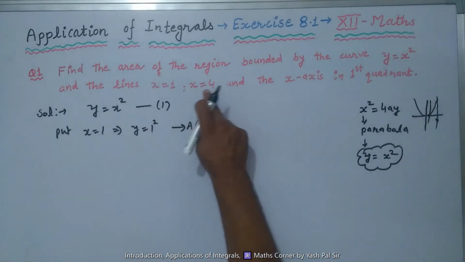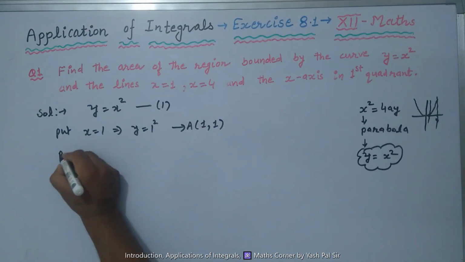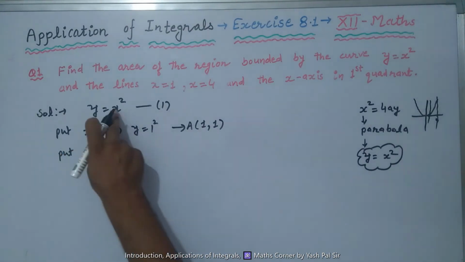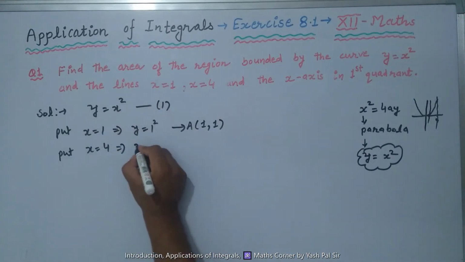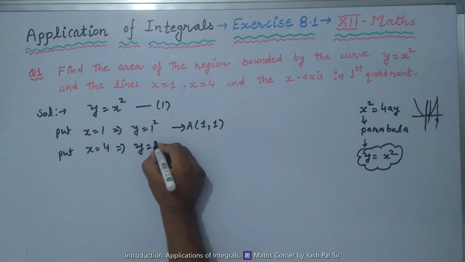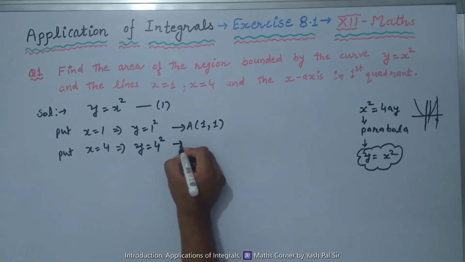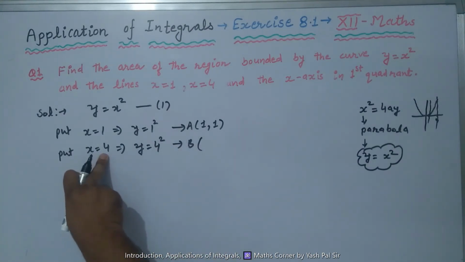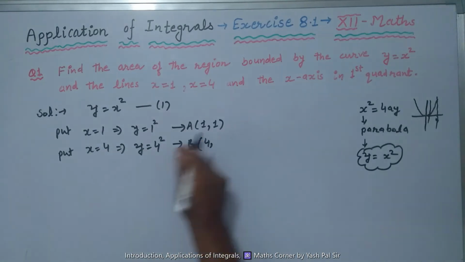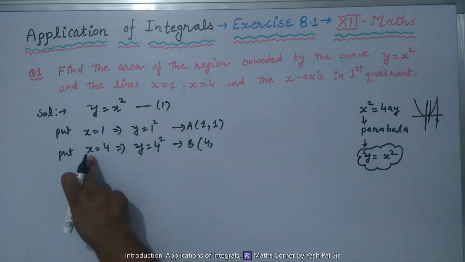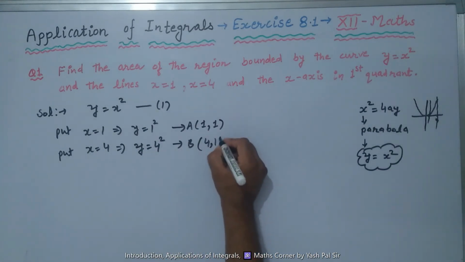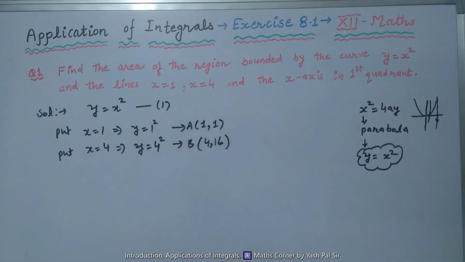Similarly, second time put x is equal to 4. Put x is equal to 4 in the equation 1. So this becomes y is equal to 4 whole square. So this way we have the second point of intersection. What is that? x is equal to 4. Similarly, by putting x is equal to 4, we have y is equal to 16. So these 2 points of intersection we have obtained.